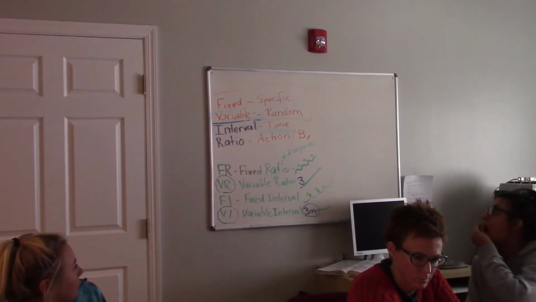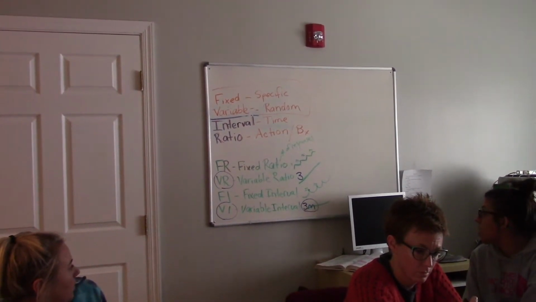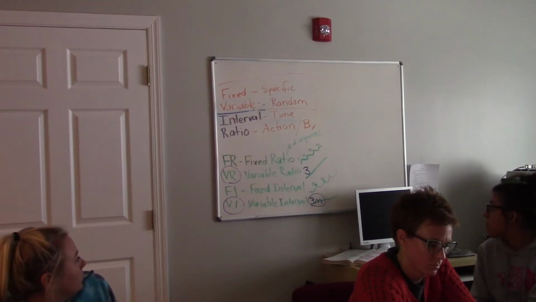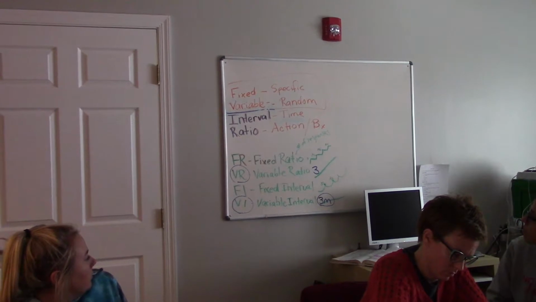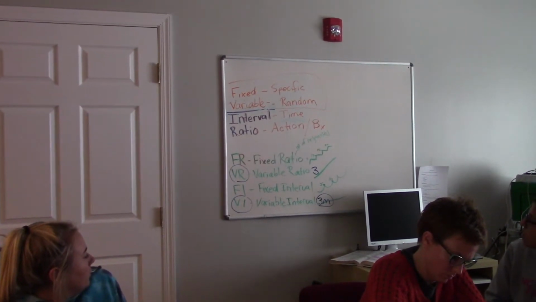So you have a fixed variable interval ratio, and then you have FR for fixed ratio, VR for variable ratio, FI fixed interval, VI for variable interval.